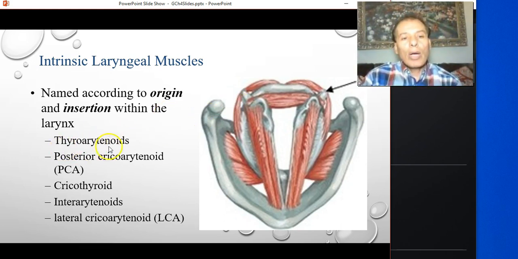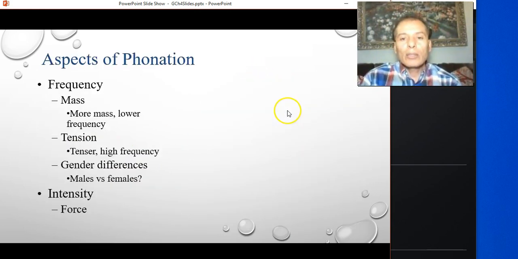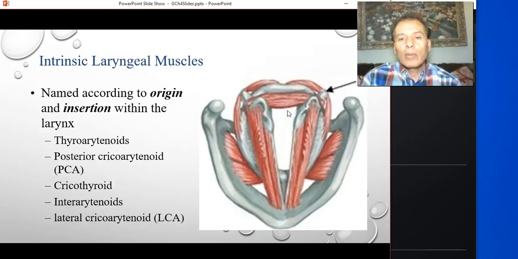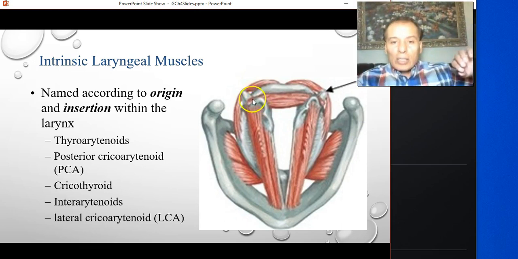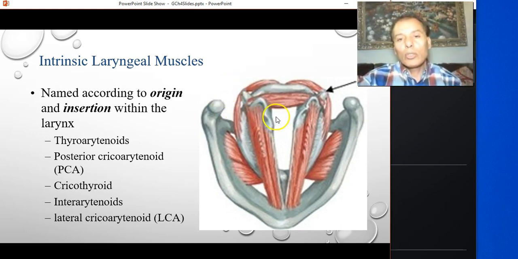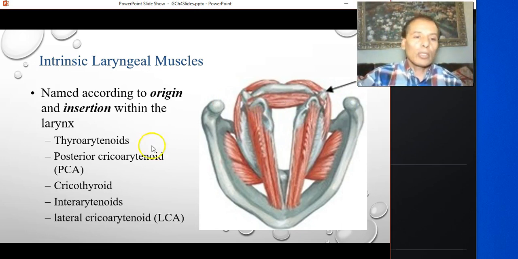So again, the thyroarytenoid means that muscle here, the two pieces of it. This piece is called the thyrovocalis, this piece is called the thyromuscularis. The posterior cricoarytenoid, that muscle in the back here, is a muscle that abducts the vocal folds. It rotates the arytenoid cartilage, and that swings the vocal fold away from the midline. When you do this one and this one, you open the vocal folds.